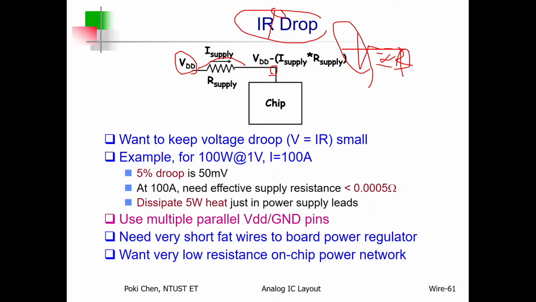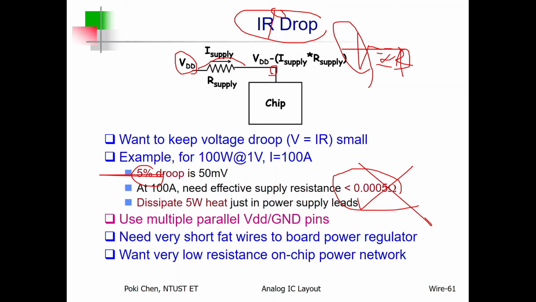For example, if you would like to limit the voltage drop to 5%, then you need to make sure the resistance of your bonding wire is less than 0.00005 ohms. It's really small. Again, with only one bonding wire, sorry for that, the resistance is much higher than this. So what can you do?